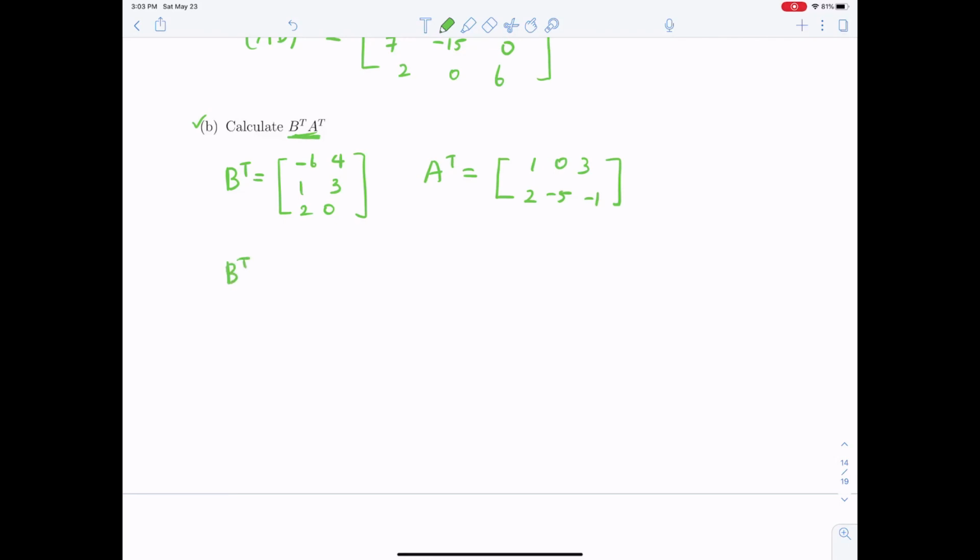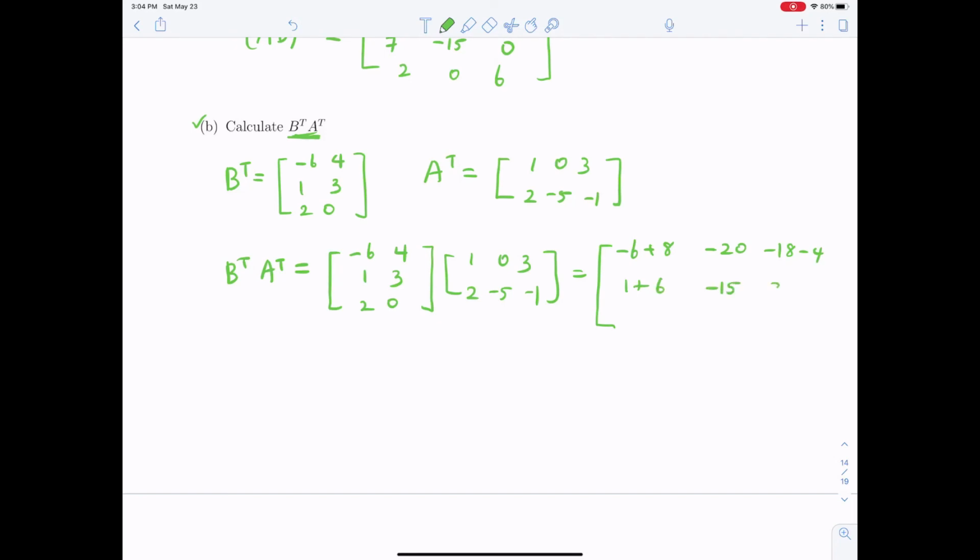So B transpose times A transpose is the same as negative 6, 4, 1, 3, 2, 0, multiplied by 1, 0, 3, 2, negative 5, negative 1. This will give you negative 6 plus 8, and I guess negative 20, negative 18 minus 4, 1 plus 6, negative 15, 3 minus 3, 2, 0, and 6, which will end up, well, I guess 2, negative 20, negative 22, 7, negative 15, and 0, and 2, 0, 6. So we get the same matrix.